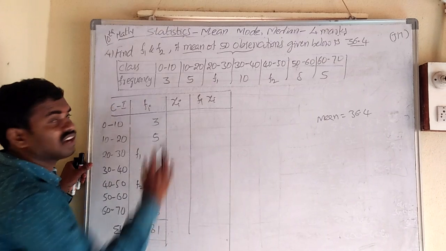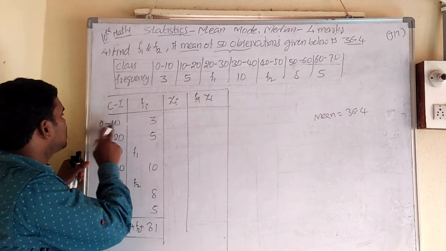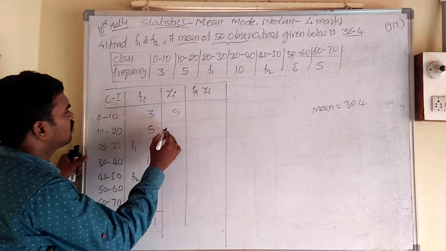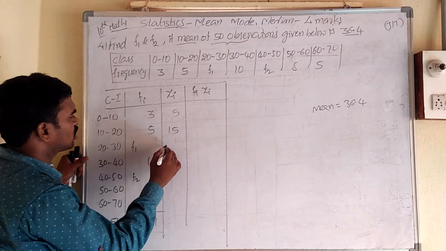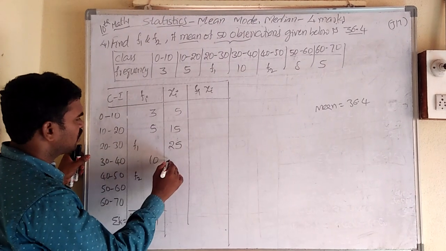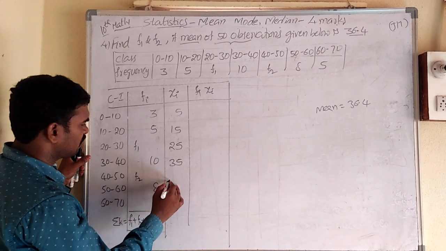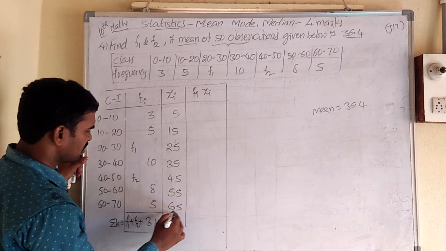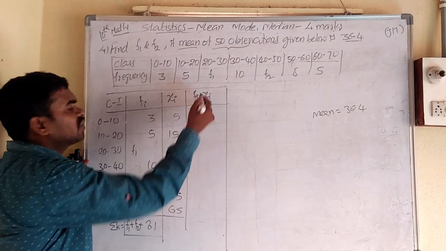Okay. Next, xi values. So xi means mid values. 0 to 10, mid value 5. Next, 10 to 20, mid value 15. Next, 20 to 30, 25. Next, 30 to 40, 35. Next, 40 to 50, 45. Next 55. Next 65. Then fi into xi.